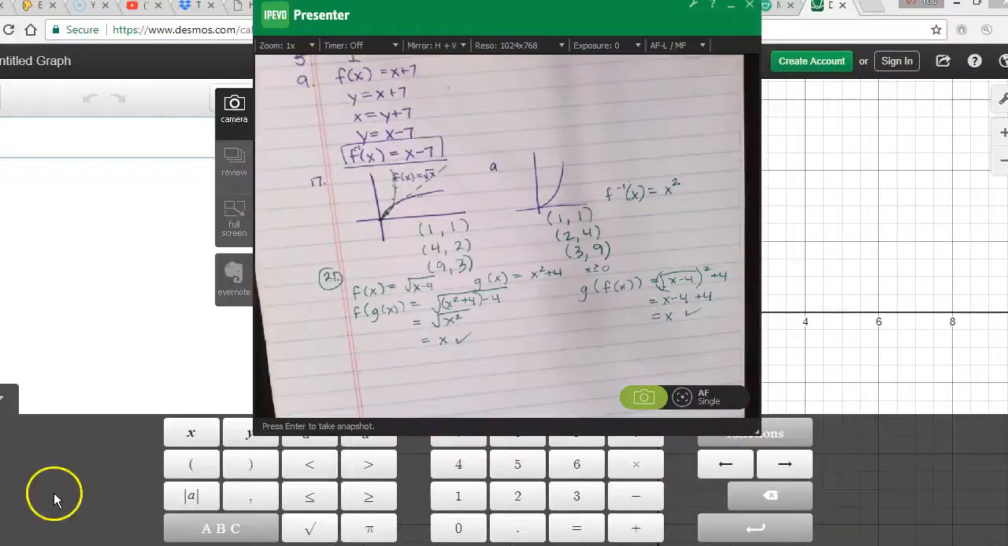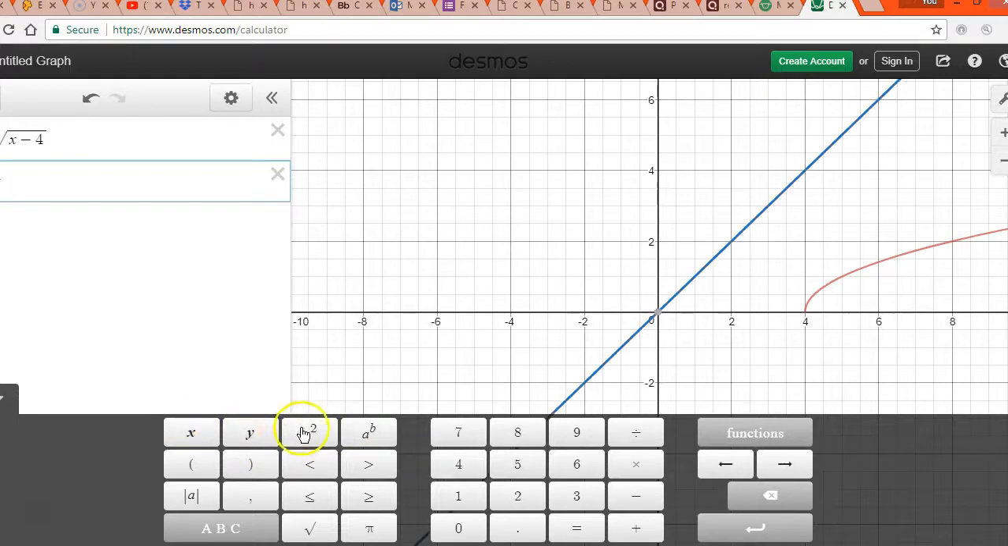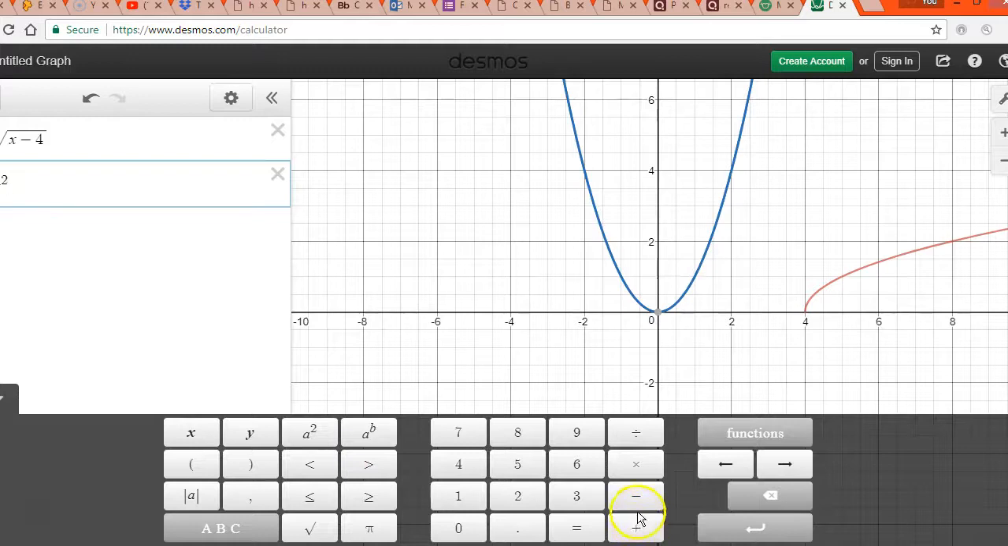So it's just to graph them on a graphing utility. What I'm going to do is go into my Desmos, and I'm going to graph the square root of x minus 4, and then I'm going to graph x squared plus 4, and I'm only going to look at the x's that are greater than 0. Let's see, is there a comma on here that I can choose? Yes, look at that. X greater than or equal to 0.